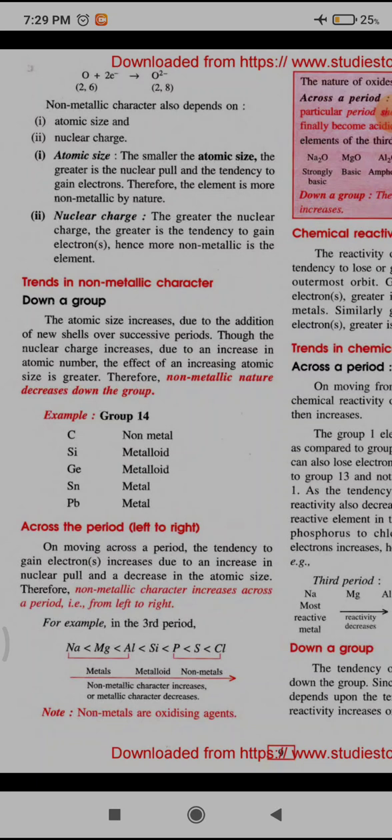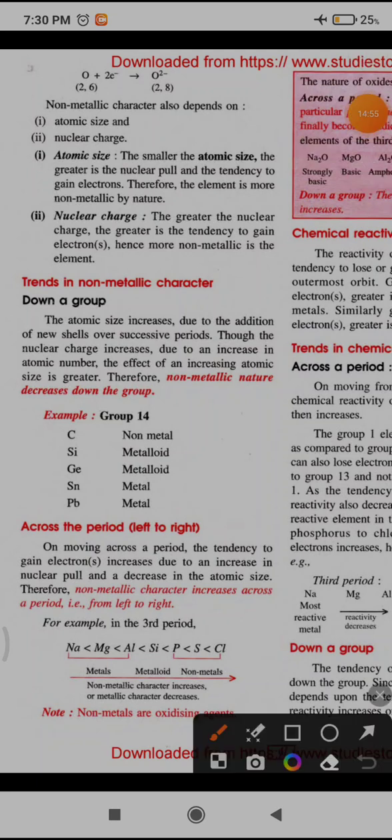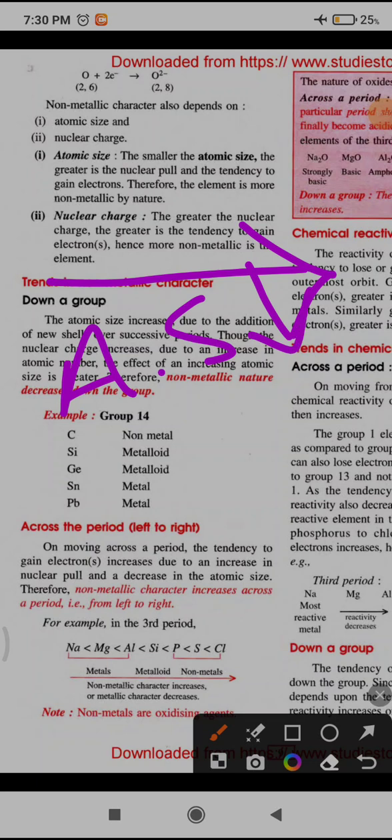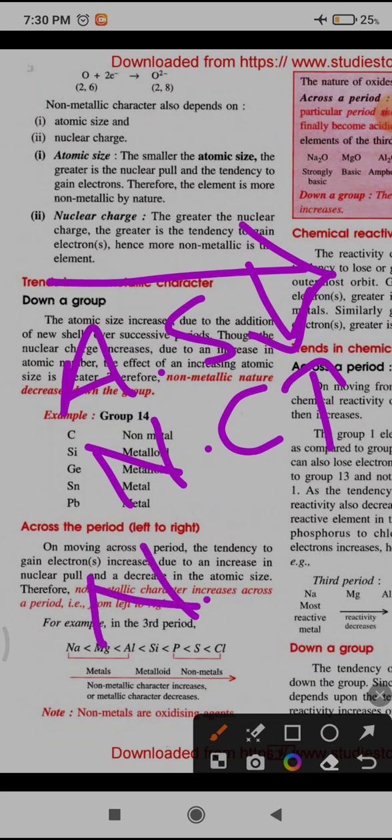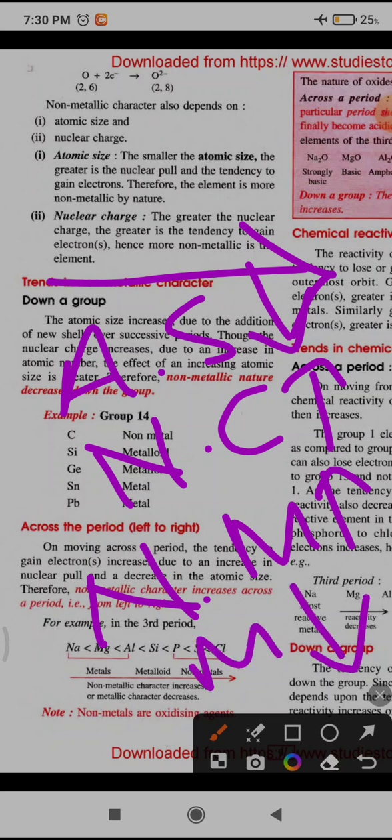Now let us see across the period left to right. So you know across a period your atomic size decreases and your nuclear charge increases. So what happens about the non-metallic character? As the atomic size decreases, so your non-metallic character increases and your metallic character decreases.